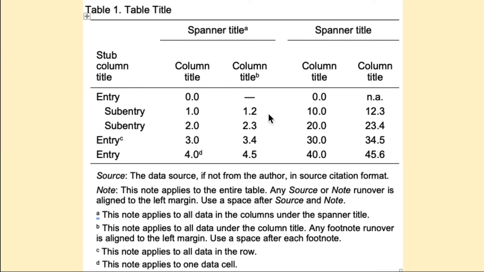So coming back to here, I have some notes. This note A is actually applying to the spanner, so to these two columns. This note B is actually just applying to this column. This note C right here is actually applying to this row of data. And this note D right here is applying to this cell of data. I think it says that in these here.